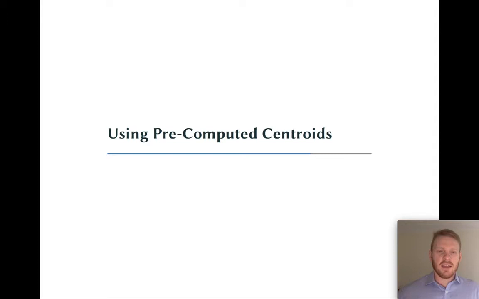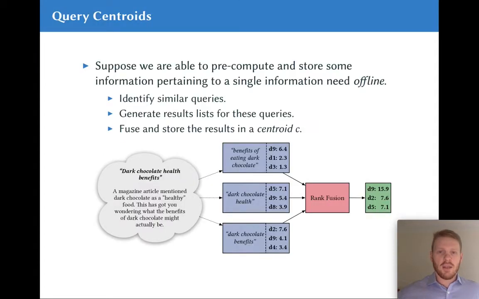So in the second half of this paper, we ask a different question. Suppose that we can pre-compute and store some information pertaining to a single information need offline. So what that involves is identifying similar queries that are related, generating results lists for these queries, fusing them offline, and storing them in what we call a centroid C. So essentially, we're offloading this expensive fusion to offline.